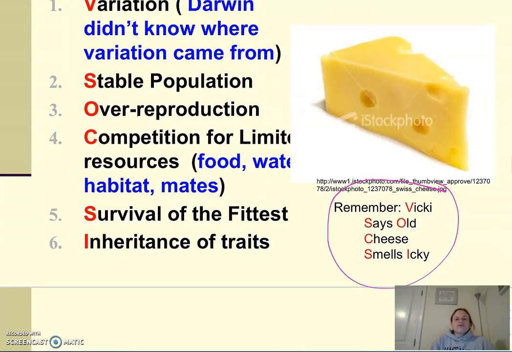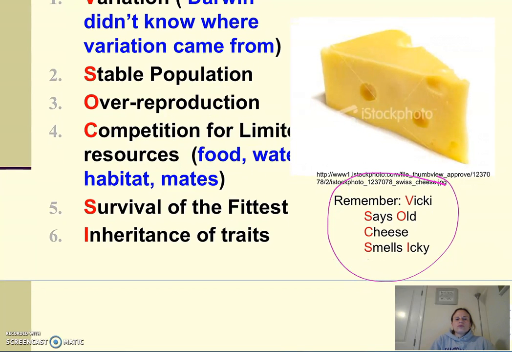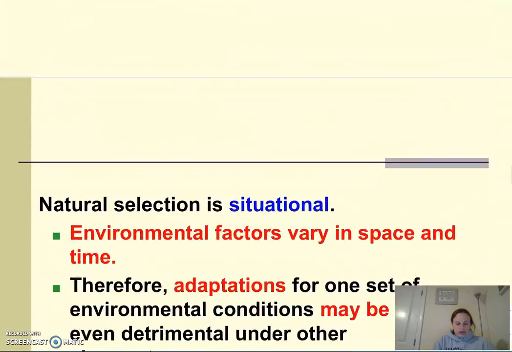There is competition for limited resources such as food, water, habitats, and mates. There is survival of the fittest. Those organisms that are best adapted to their environment are going to survive, reproduce, and then those offspring are going to inherit those favorable traits.